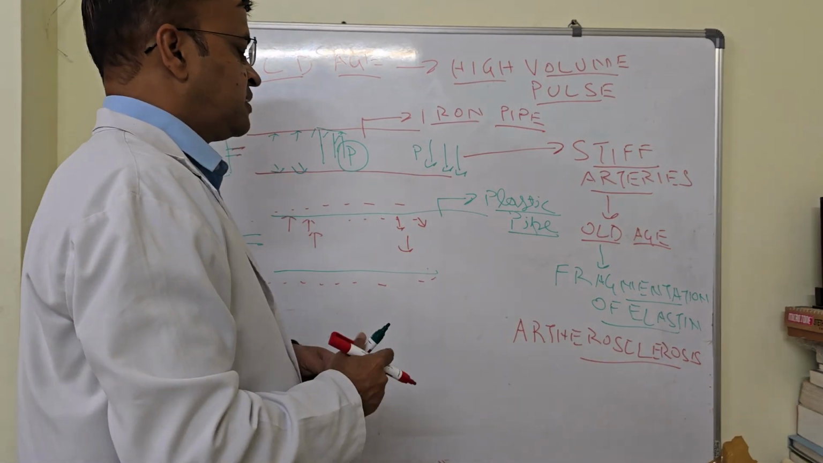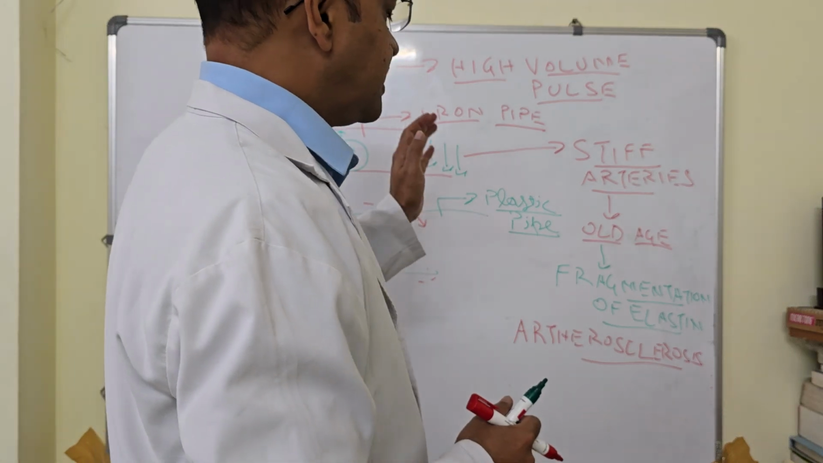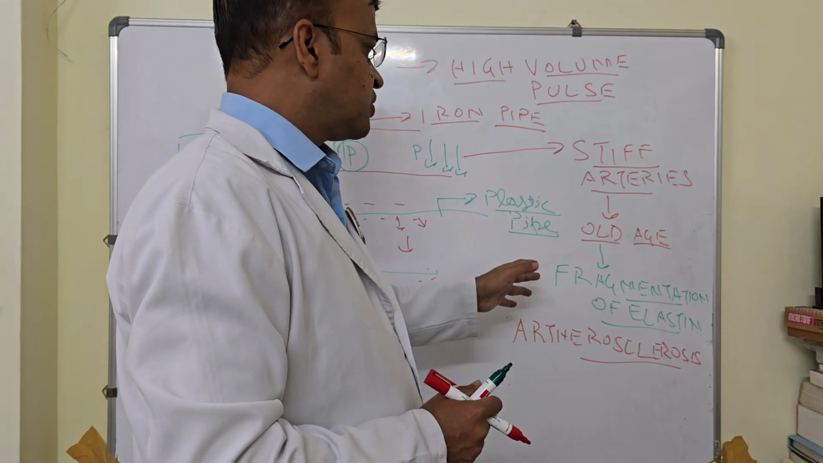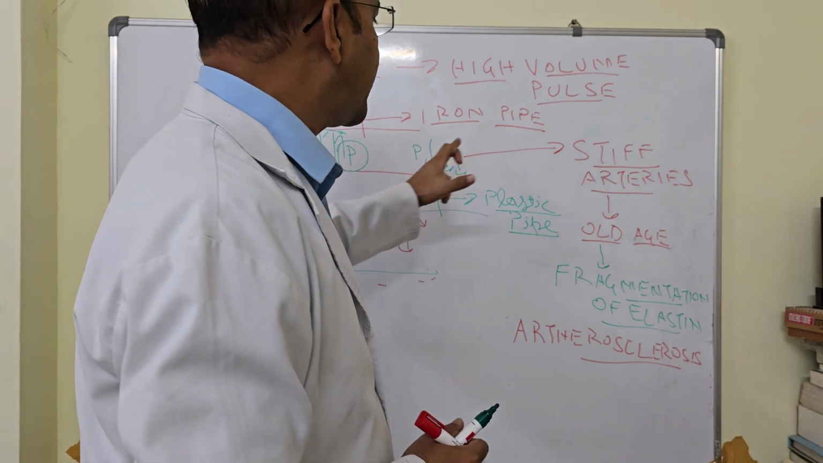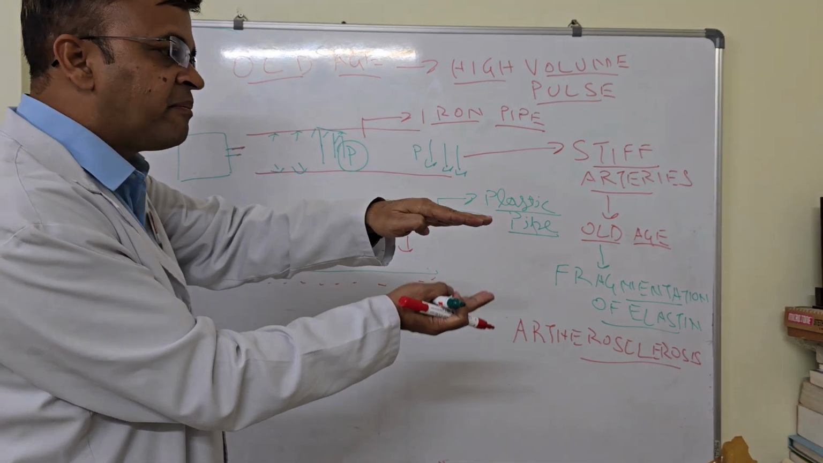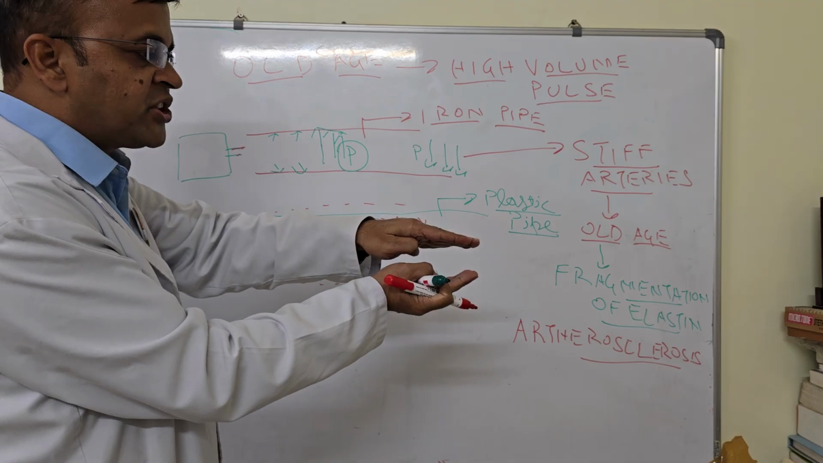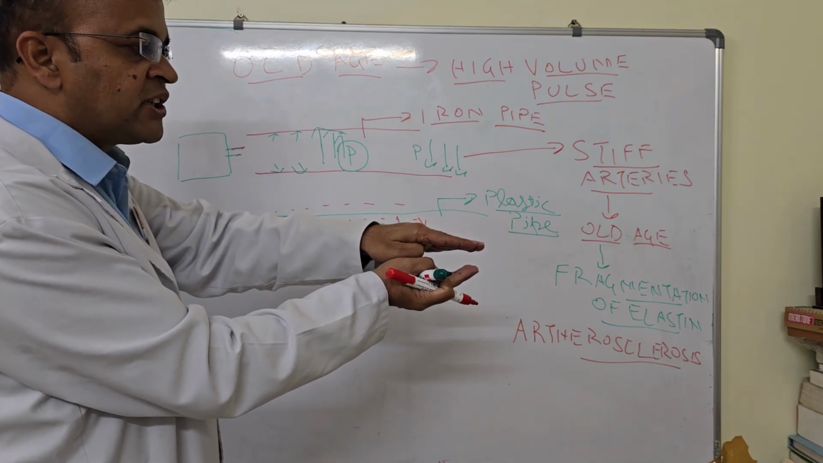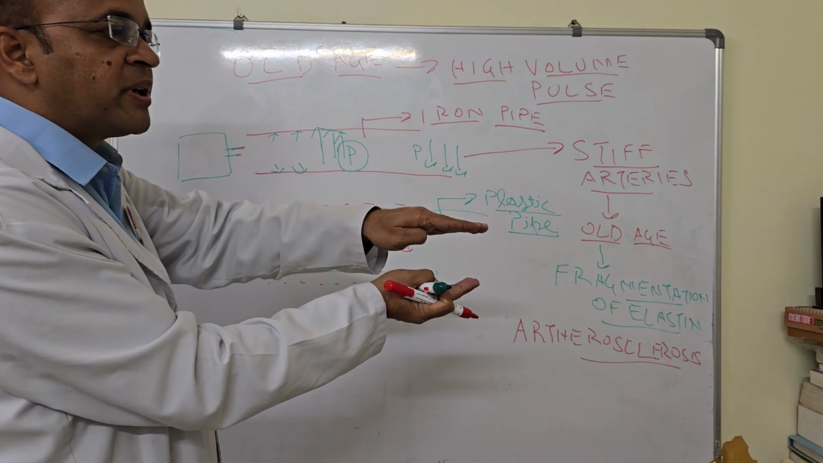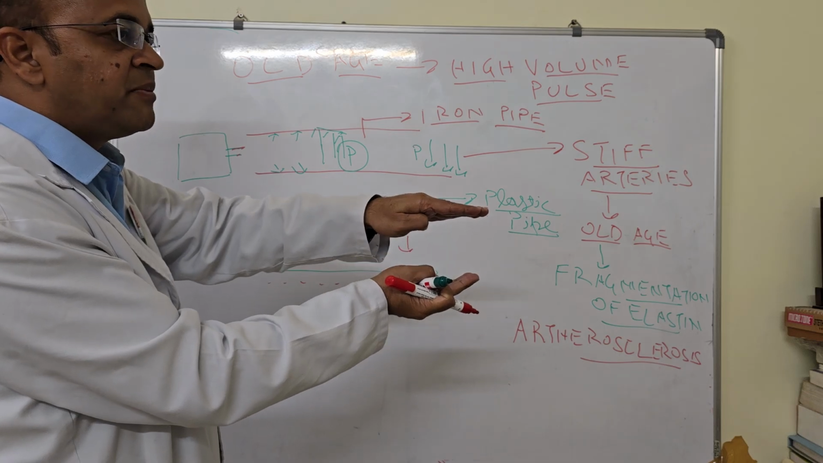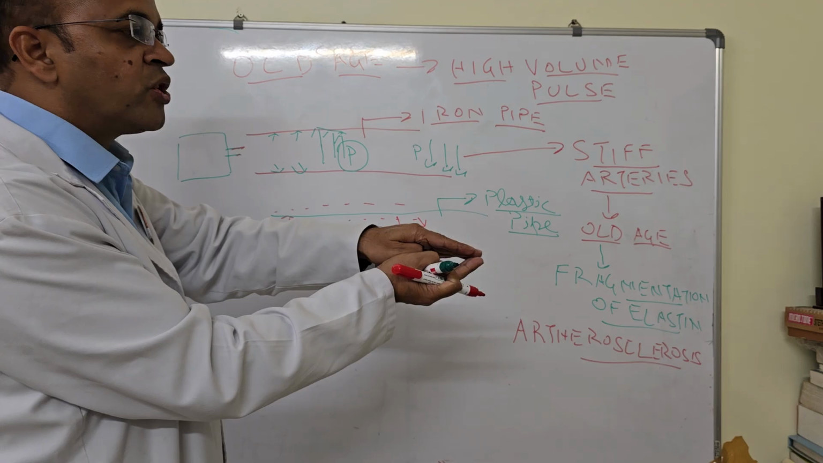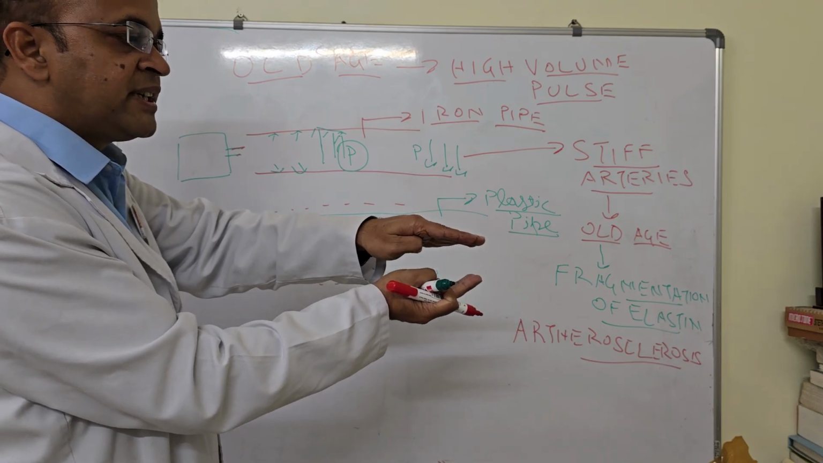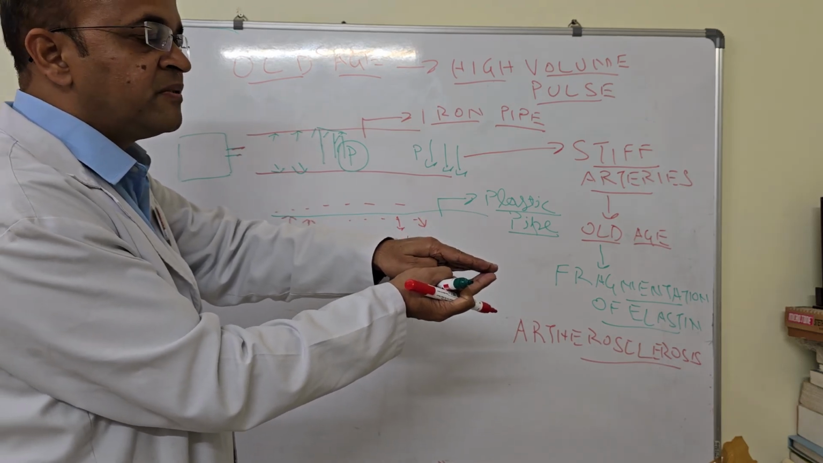Right? So what will happen? In old age, because of fragmentation of elastin, you will have stiff arteries. These stiff arteries will be like some iron pipe, right? If the pressure is increased during systole, it is not going to expand to accommodate it, right? So systole will be high. When the pressure reduces during diastole, it's not going to contract to accommodate it. So even the fall in pressure will be high.